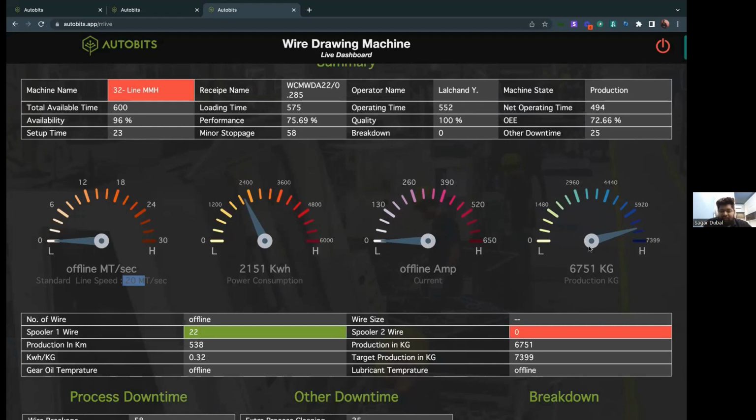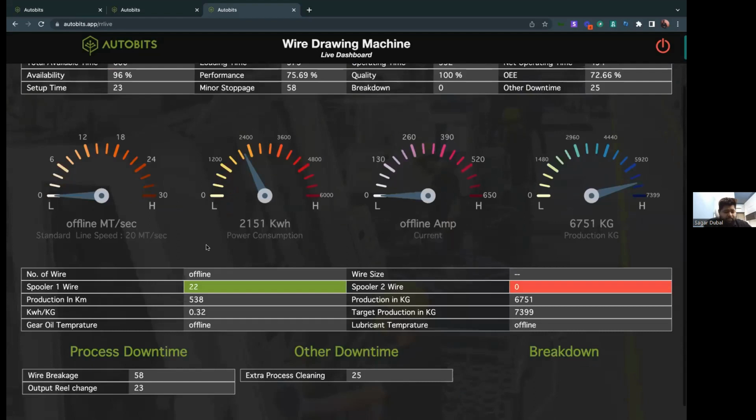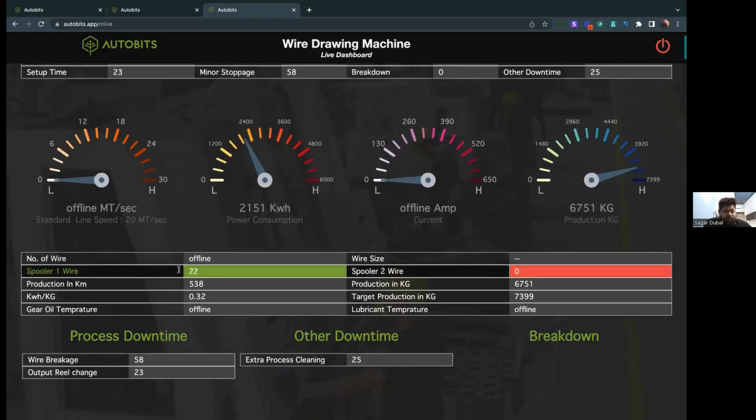Then what is the production? 6,700 kgs were produced. What is the size of wire in the machine? The kilometers of wire, kilowatt hours per kg. This is the cost of power per kg. So 0.32 paise is the costing. This is very important over here. Per kg they are spending 0.32 paise in power.